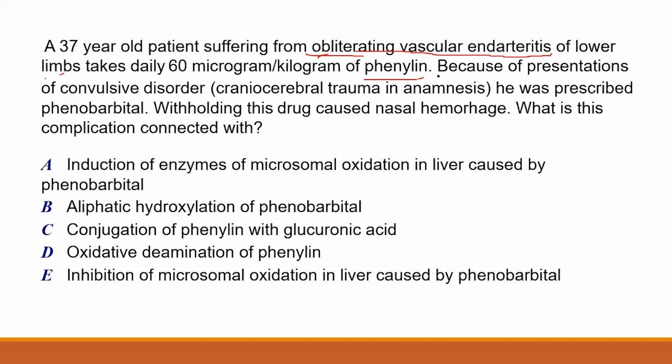The person takes phenylene. Now, because of presentation of a convulsive disorder, he was prescribed phenobarbital. Of course, you know what phenobarbital is. Withholding this drug caused nasal hemorrhage. What is this complication connected with? First of all, you must know that phenobarbital decreases anticoagulative activity. You can write it down.